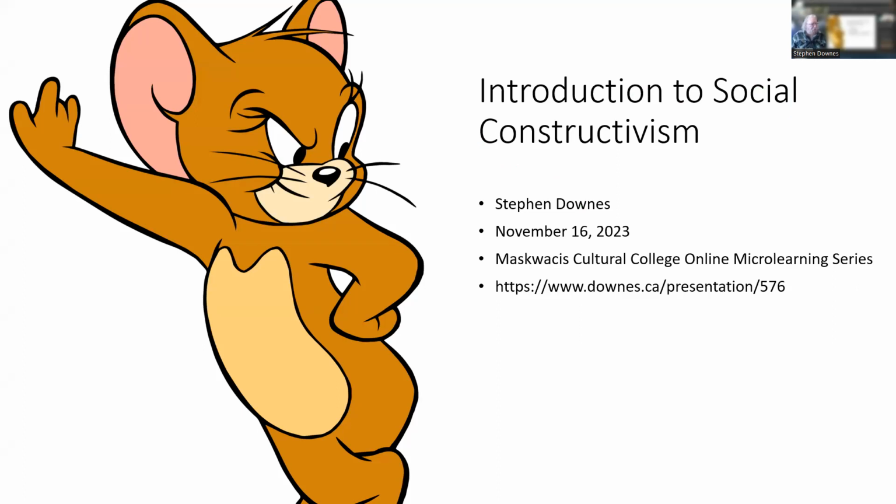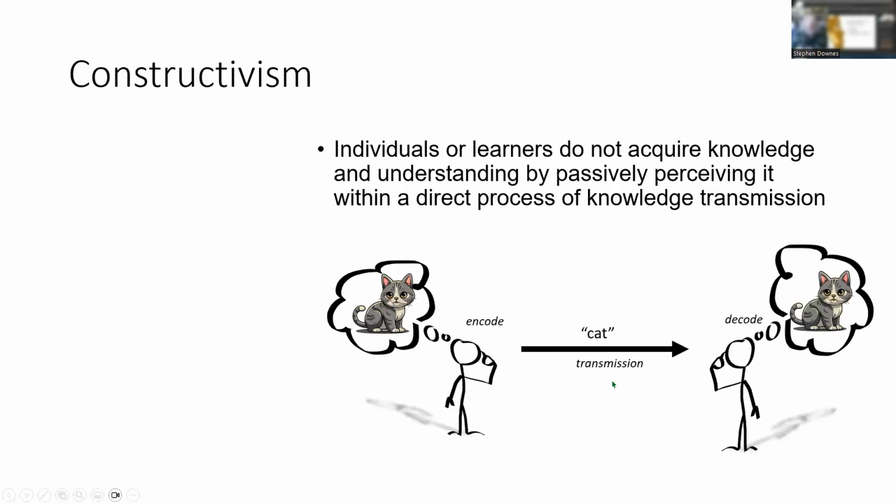So constructivism is responding to what might be called a transmission theory of learning. And in the diagram here, we see an example of the transmission theory of learning. All right, there we go. Okay.